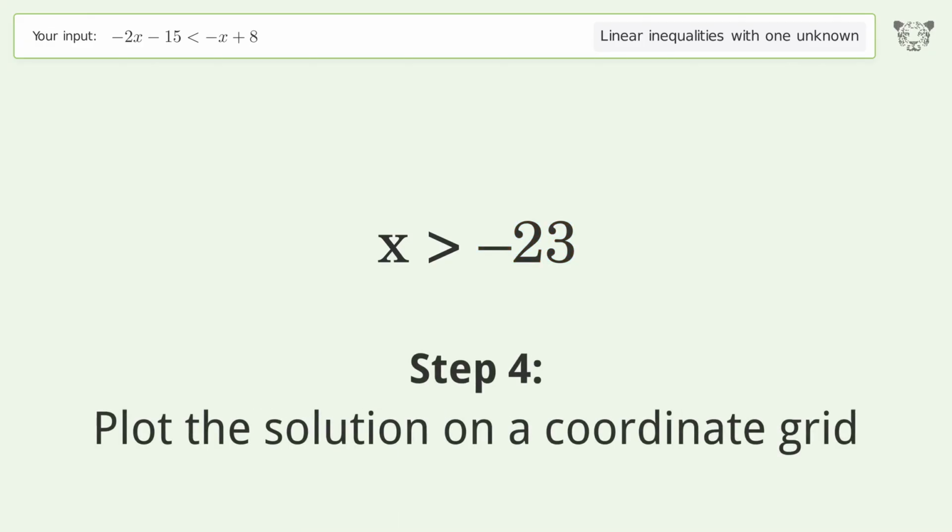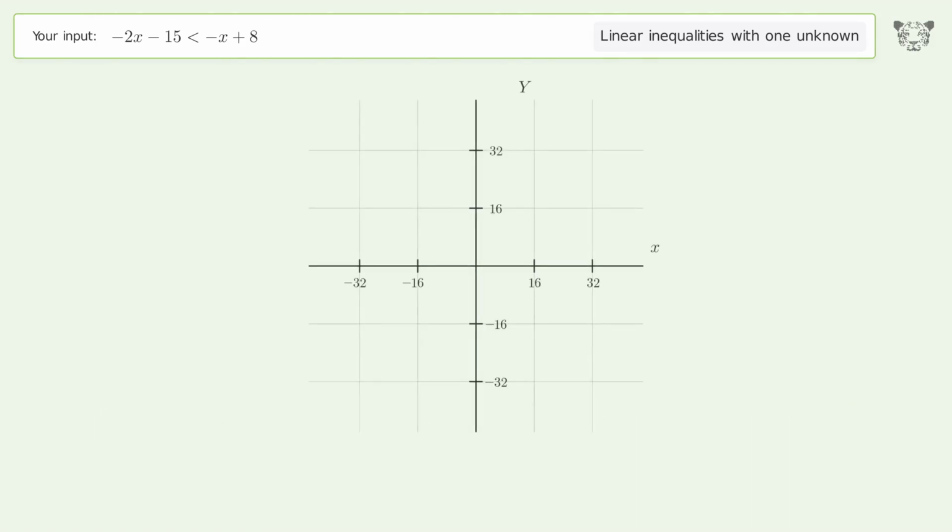Plot the solution on a coordinate grid. And so the final result is x greater than -23.